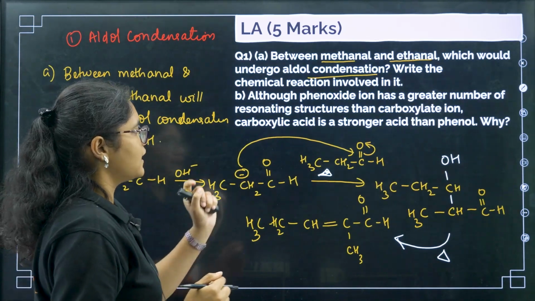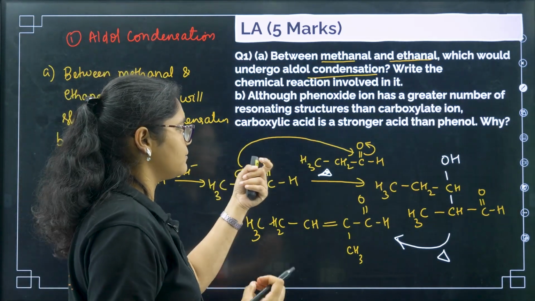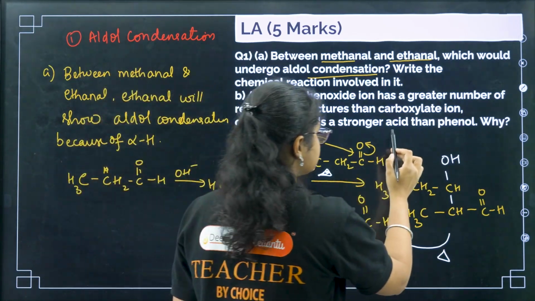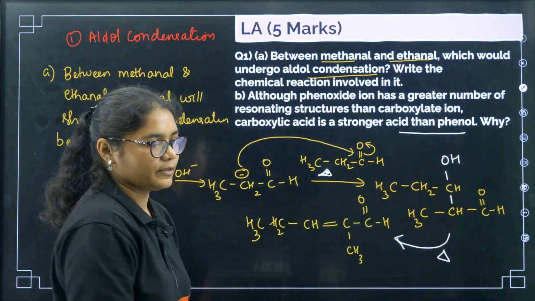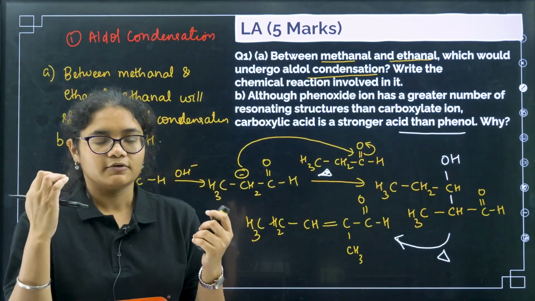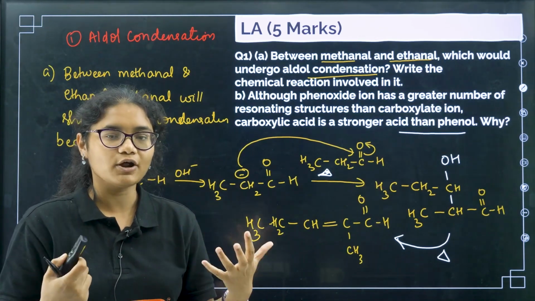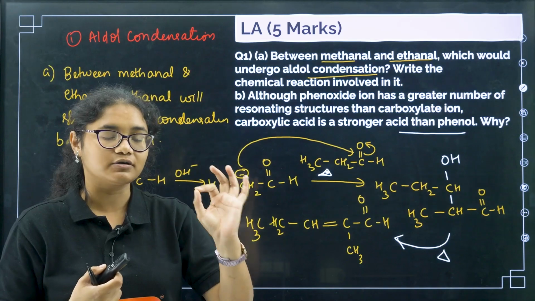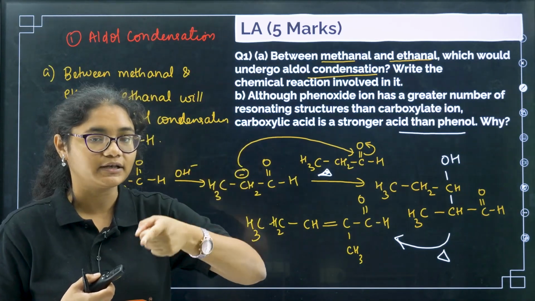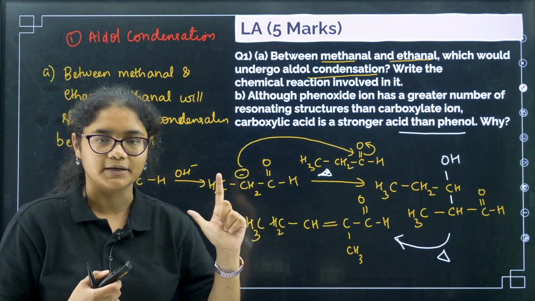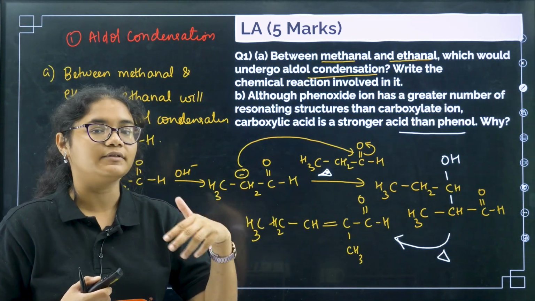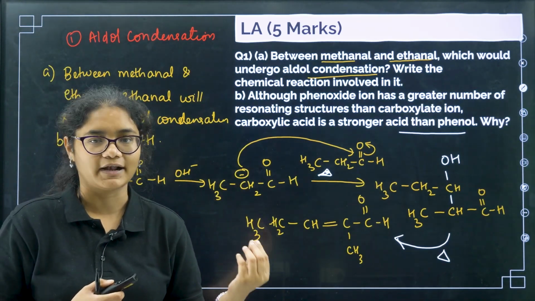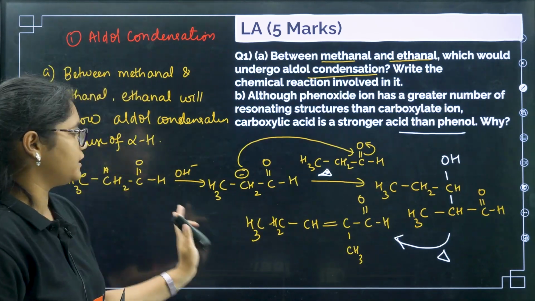Now the question is, although phenoxide ion has a greater number of resonating structures than carboxylate ion, carboxylic acid is a stronger acid than phenol. Why? Okay, so I'll show you the answer here. See, phenoxide ion has more number of resonating structures, but in phenoxide ion the negative charge comes on the less electronegative atom, that is carbon, whereas in carboxylate ion the negative charge comes only on the oxygen, which is a very electronegative atom. Okay, so this is how you need to write this answer.